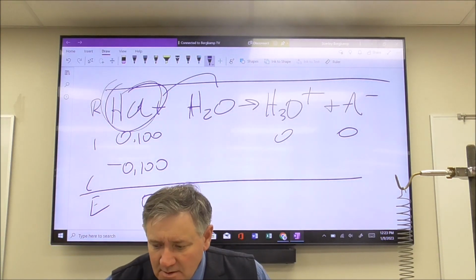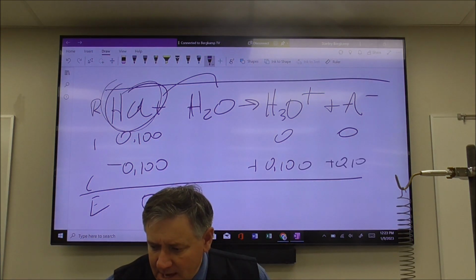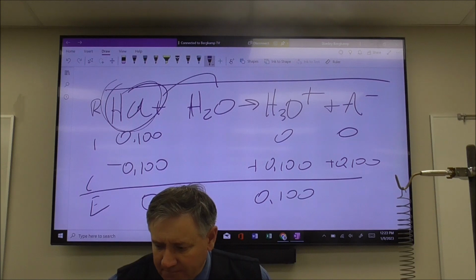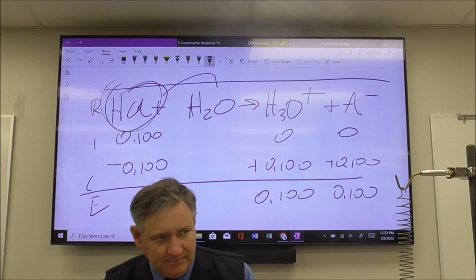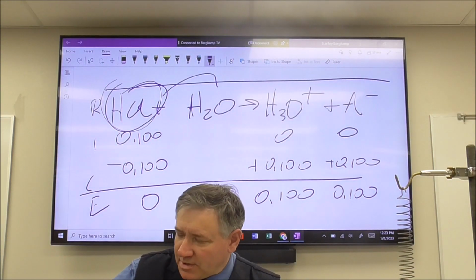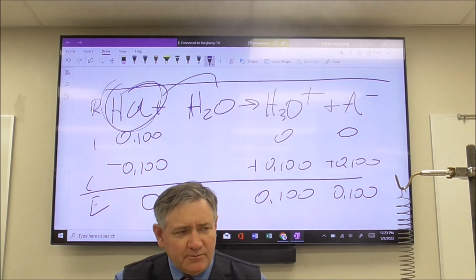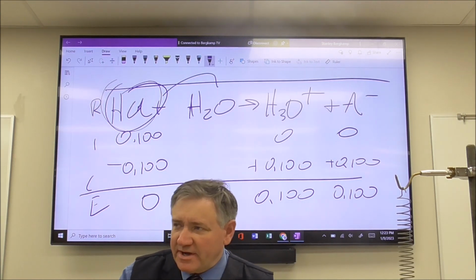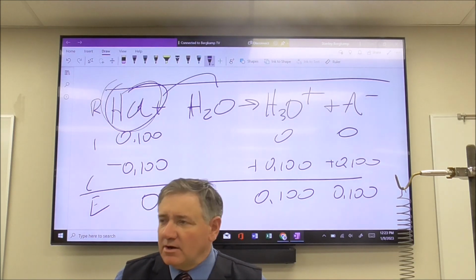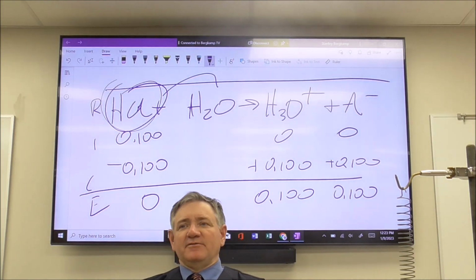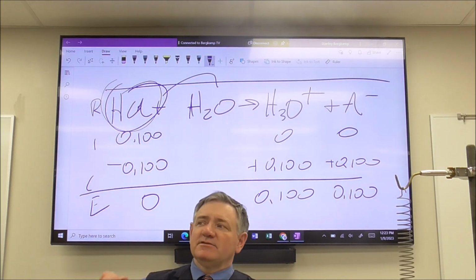So then, over here, I'm going to add 0.1, I'm going to add 0.1, and this becomes 0.1. Now, here's the significance of this. If you look at your book and you look at the Ka values, you are not going to find a Ka value for a strong acid. So whatever you do in calculations, it's a major faux pas. Do not go, oh, what's the Ka of nitric acid or hydrochloric acid? It doesn't exist. And here's the reason why.